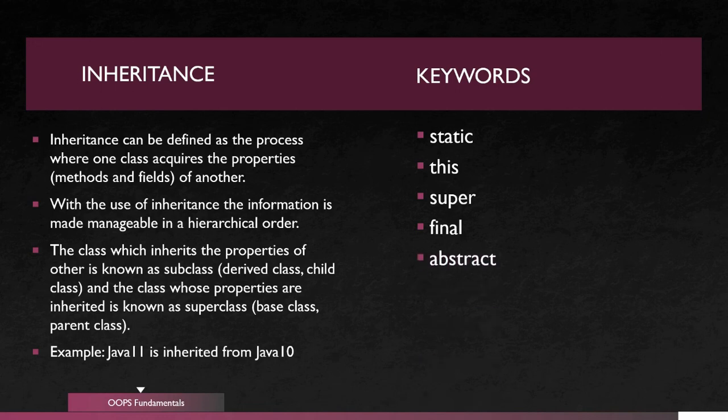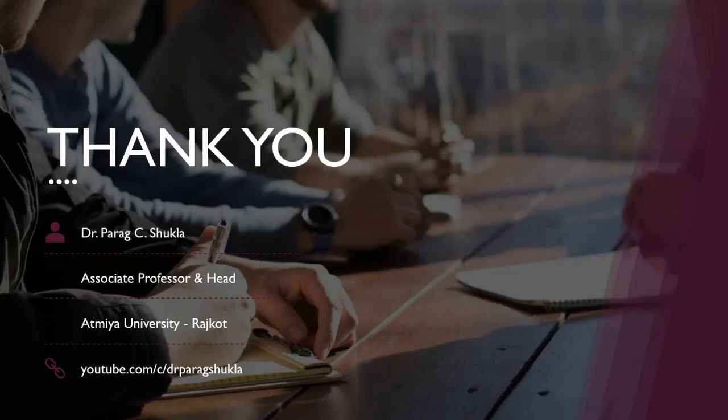Abstract is used to promote overriding, and using abstract we can achieve the concept of abstraction, but not 100%. If you want to achieve 100% abstraction, then you can use an interface, and using an interface we can achieve 100% abstraction. So that's it.